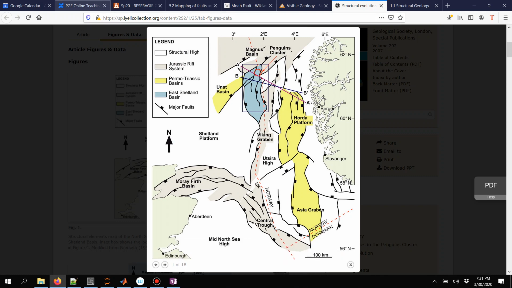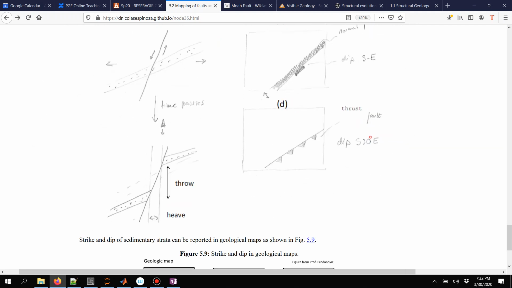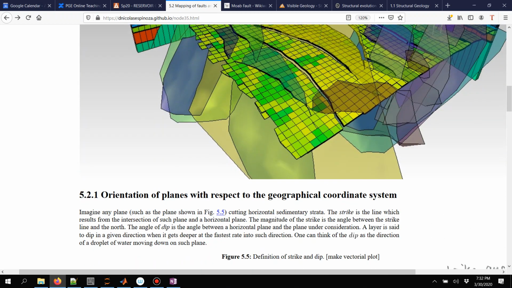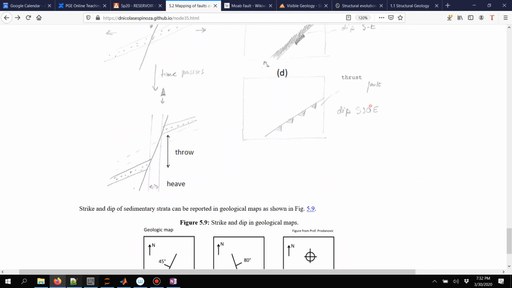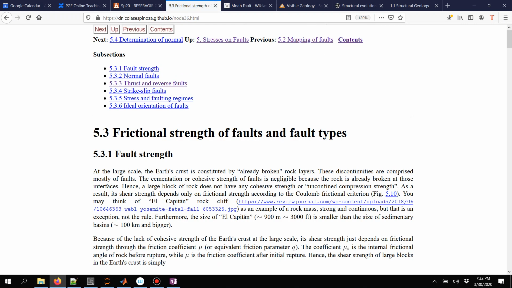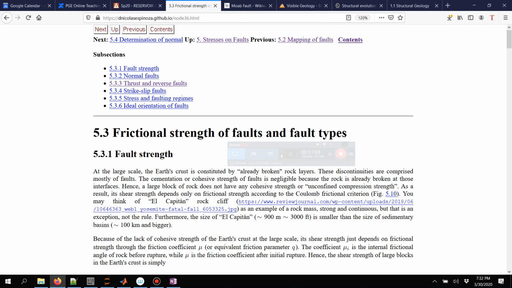Okay, we are done with this section, and now we're going to continue with the next topic, which is the strength and the ideal orientation of faults. All right, so let me just double check that this is recording. Yes, it is recording, and we have about 20 minutes to finish this lecture.